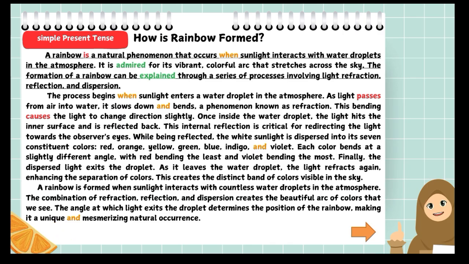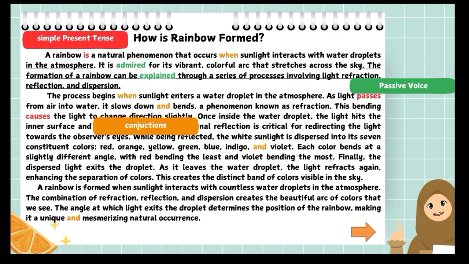The second is using the passive voice with the formula to be plus verb 3. For example, admired and explained. Example sentence in the text is the formation of a rainbow can be explained through a series of processes involving light refraction, reflection, and dispersion. So can be is to be and explained is verb 3.